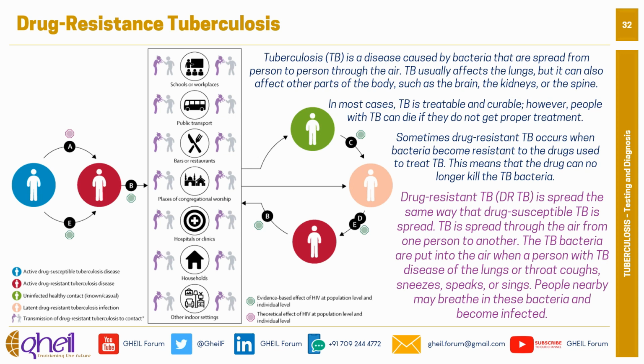However, people with TB can die if they do not get proper treatment. Sometimes drug-resistant TB occurs when bacteria become resistant to the drugs used to treat TB. This means that the drug can no longer kill the TB bacteria. Drug-resistant TB, DRTB, is spread the same way that drug-susceptible TB is spread. TB is spread through the air from one person to another. The TB bacteria are put into the air when a person with TB disease of the lungs or throat coughs, sneezes, speaks, or sings. People nearby may breathe in these bacteria and become infected.